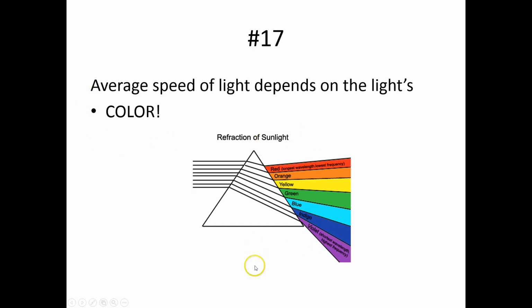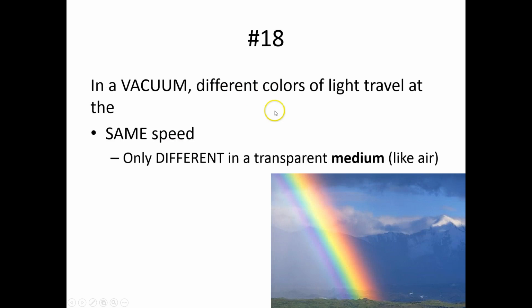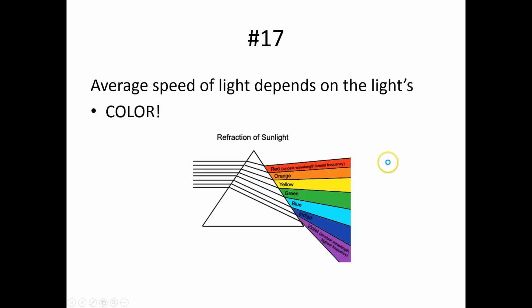So some of these are going to travel a little bit faster than others. In a vacuum, different colors of light travel at the same speed. They only have a different speed in a transparent medium, like air, or in this one, a glass prism. So we can slow them down going through the prism.